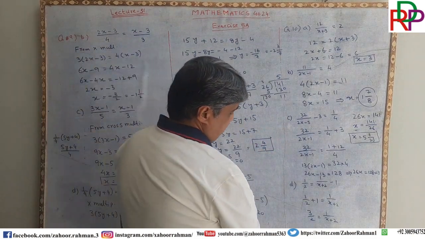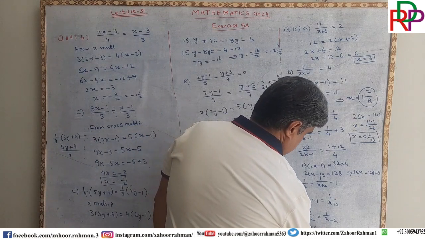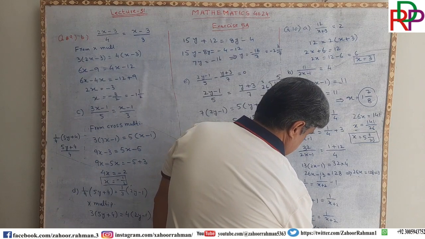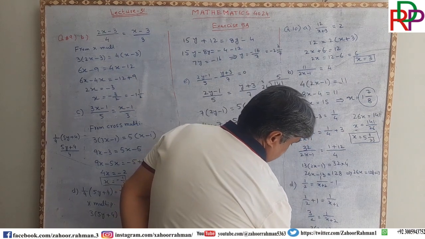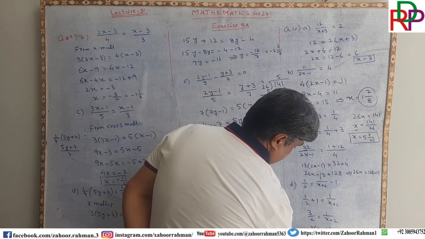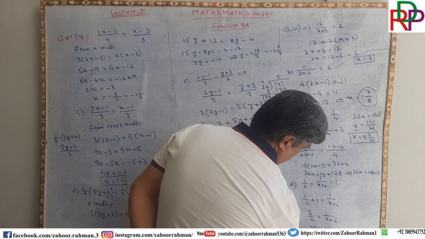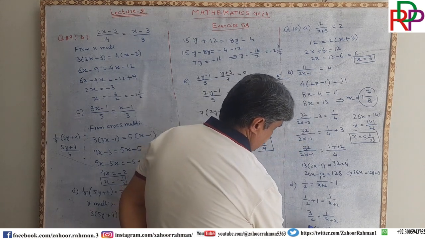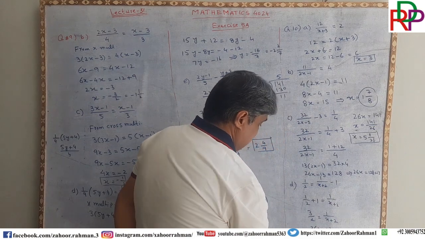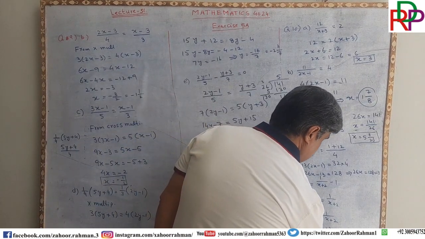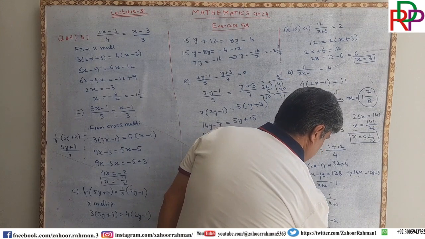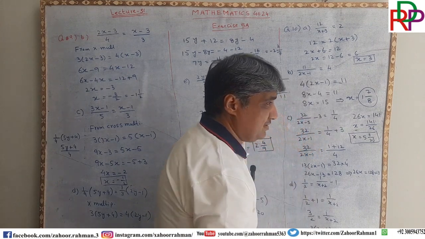And from cross multiplication, we are having 3x plus 2 is equal to 2. So 3x is equal to 0, because when this is shifted, 2 minus 2 is 0, and 0 divided by 3 is 0. So x is equal to 0 in this case.